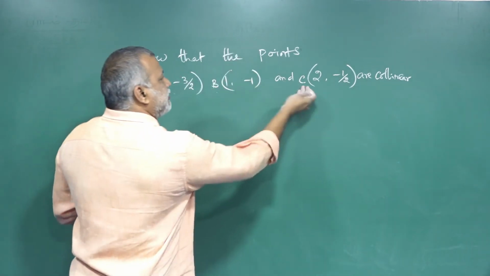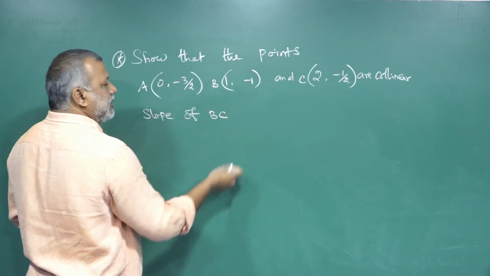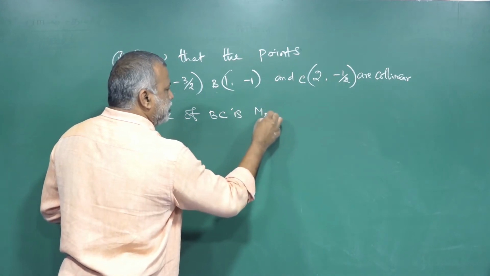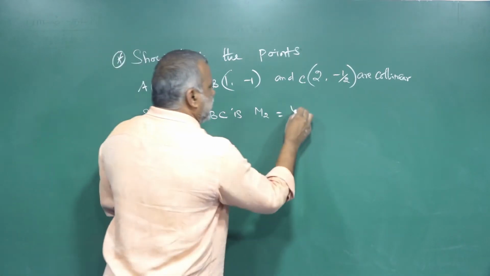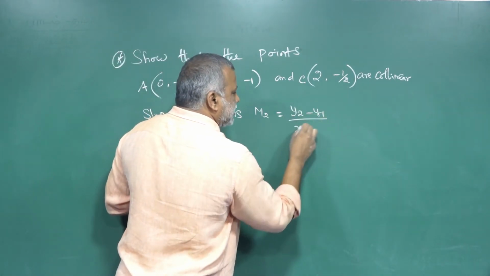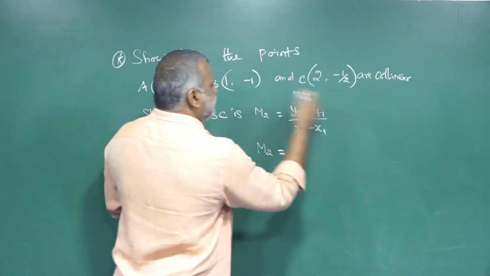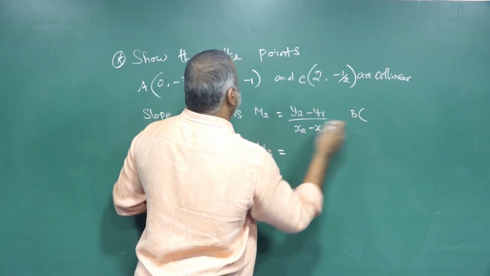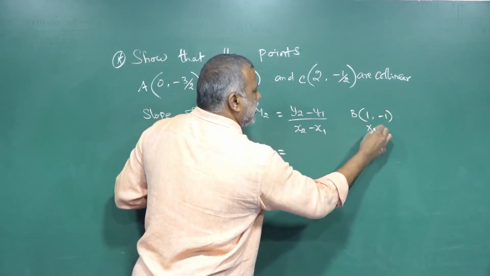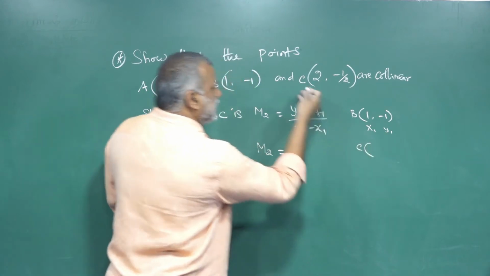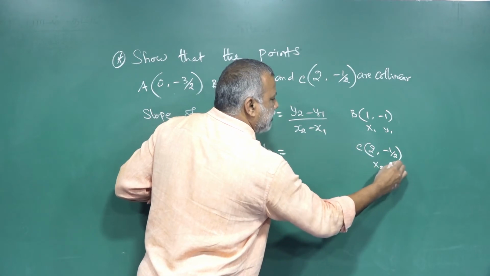In the same way, select B and C. So now I am taking the other two points. Slope of BC, give the name m2. Once again, same formula, because we are having two points. So y2 minus y1 divided by x2 minus x1. So now m2 equal to, give the name just B. Select the point B first, because we are taking the slope of BC. So select the point 1 comma minus 1, give the name x1 y1. Now C, what is the value of C here? 2 comma minus 1 by 2, give the name x2 y2.